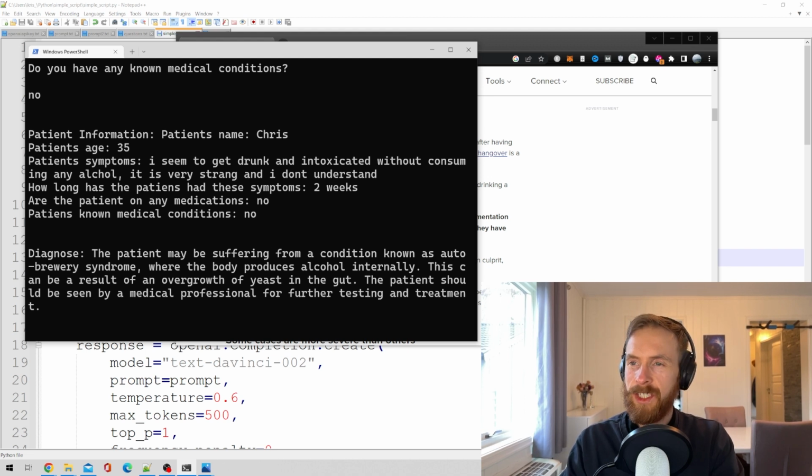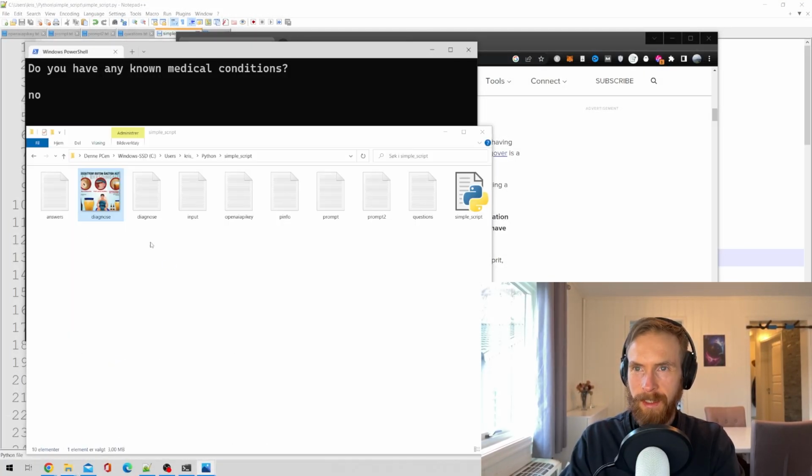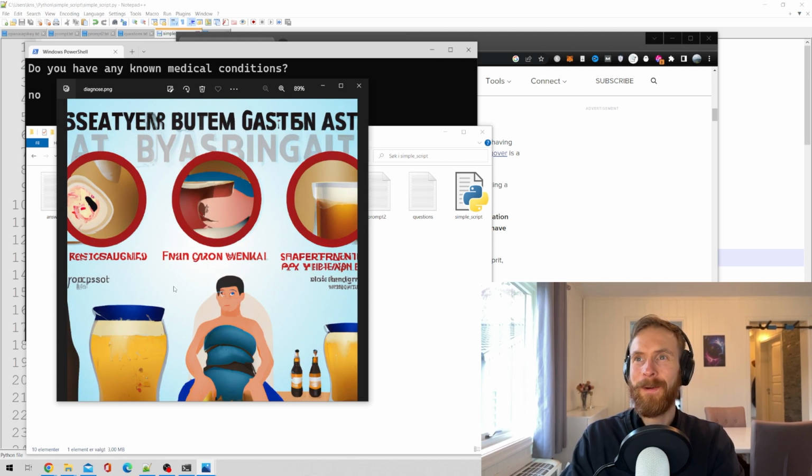Not bad. The patient may be suffering from a condition known as auto-brewery syndrome, where the body produces alcohol internally. This could result from an overgrown yeast in the gut. The patient should be seen by a medical professional for further testing and treatment. Not bad. That was not bad. Okay, so let's see the image. Oh, wow. So what is this? There's alcohol. And I don't understand the rest.